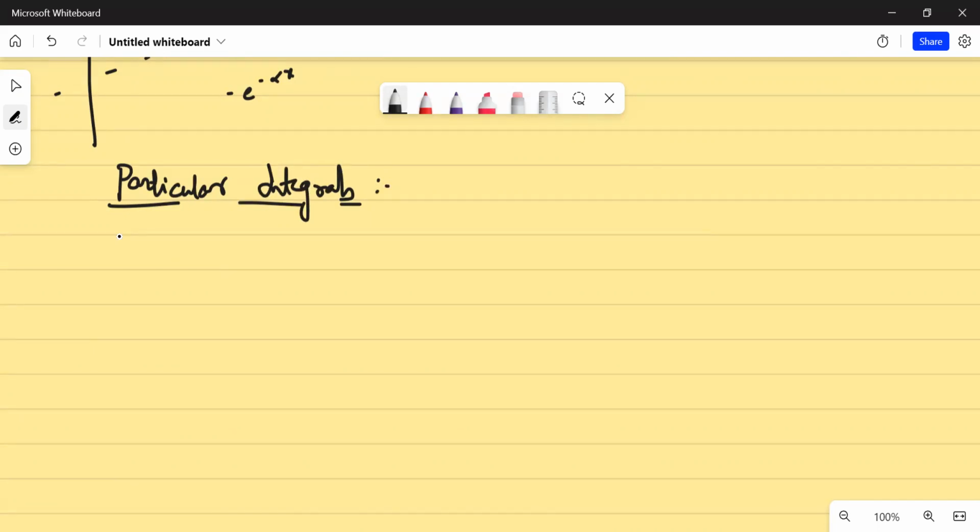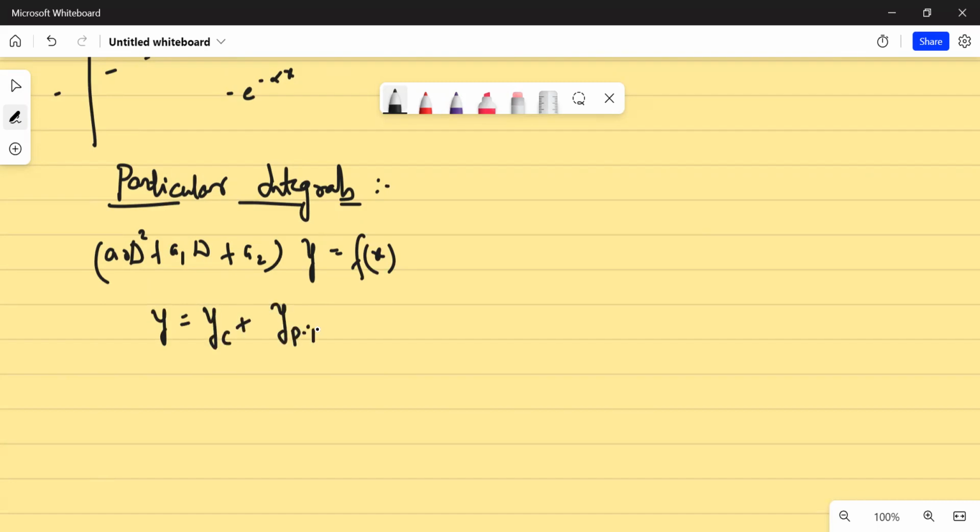Now, when a particular integral is required: if your differential equation was a homogeneous one, then the solution is called the complementary function. Now, if your differential equation is a non-homogeneous one, let's say (a0 D^2 + a1 D + a2) y = f(x), then the solution is given by complementary function plus particular integral, and one needs to understand that this particular integral is linearly independent of the complementary function. So this is so constructed that it is linearly independent of the complementary function.